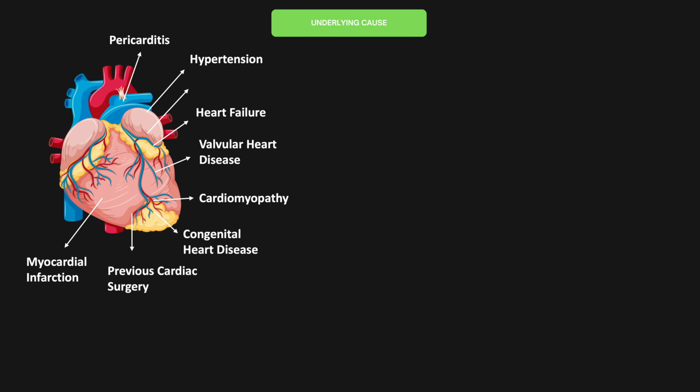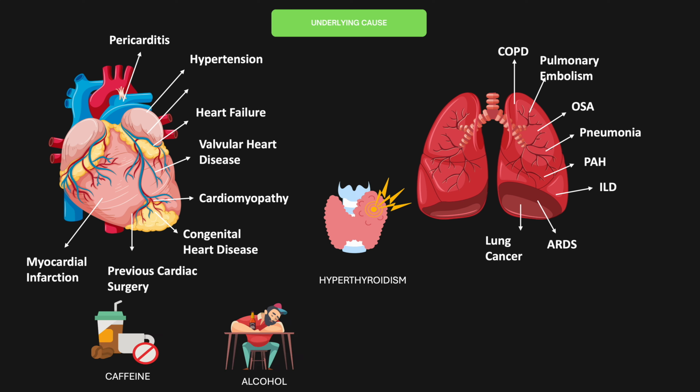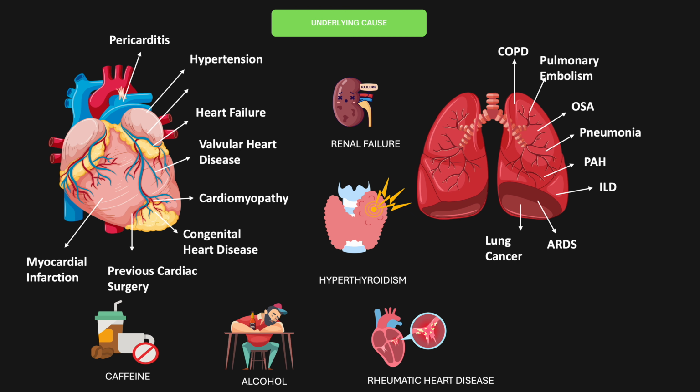So underlying cause, as we had talked about, everything related to the heart. You can see in this diagram here, different diseases, and obviously the lungs as well. We all talked about hyperthyroidism, caffeine, alcohol, rheumatic heart disease, and renal failure.